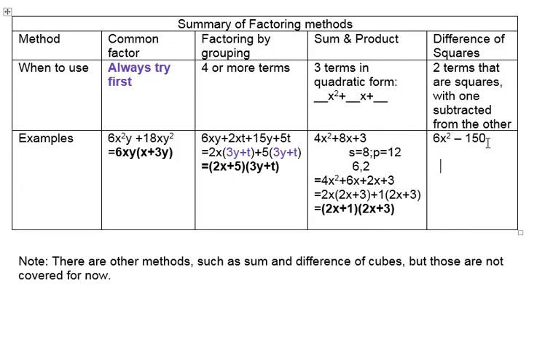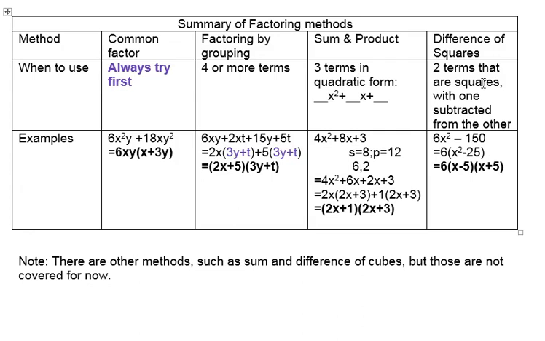Last example here, difference of squares, but my first one's not a perfect square, right? 6 isn't a perfect square. 150 is not a perfect square. So how can this be my example under difference of squares? Well, I put this one in to remind you, always try the common factor first. So we can take out a common factor here. Specifically, we can take out 6, and then we can see we have x squared minus 25.